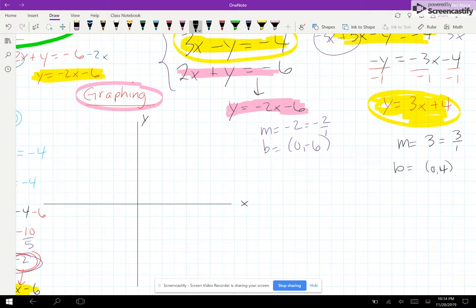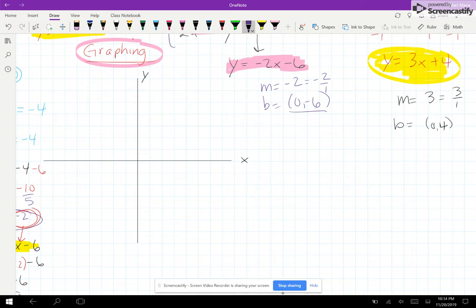Okay, so I'm going to go ahead and start with, I guess, the pink one. I'm going to go ahead and graph the y-intercept first. 0, -6. 1, 2, 3, 4, 5, 6, kind of down at the end of my graph. And then I'm going to go up to the left once, up to the left once, up to the left once, up to the left once. I'm going to try to draw in my line.